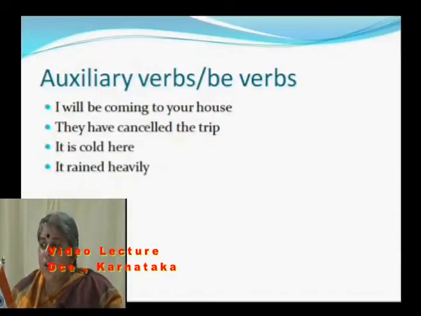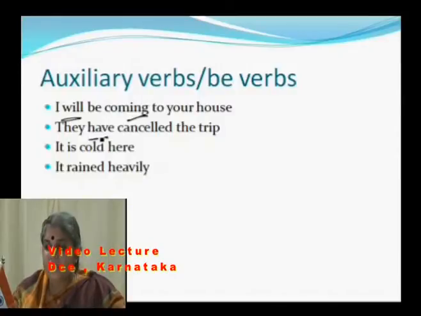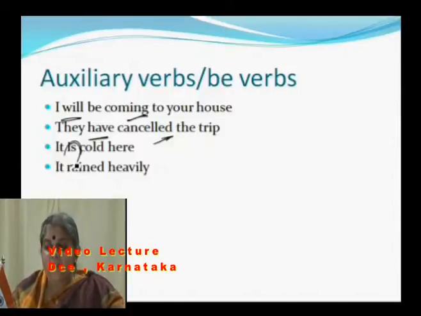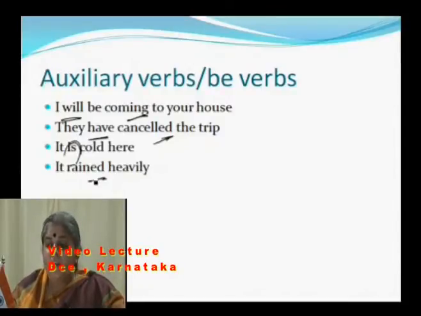Now let us see the auxiliary verbs, that is the be verbs. I will be coming to your house. Now this is the modal auxiliary. I will be coming to your house. They have cancelled the trip. Have once again is a primary auxiliary. It takes an ed form, that is the past perfect form. So it is in the perfective aspect. It is cold here. The word is what? Primary auxiliary. It rained heavily. It has taken an ed form. It is in which tense? The past tense.